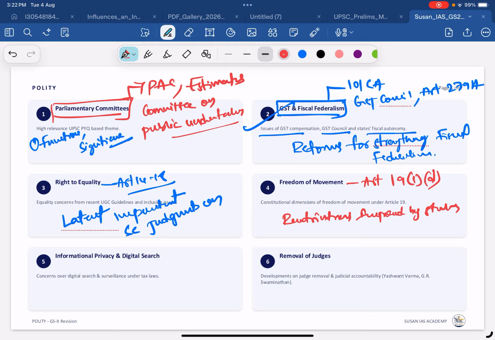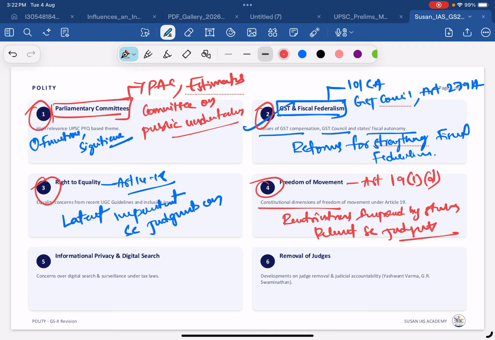Constitutional dimensions of freedom and movement under Article 19. And what are the relevant Supreme Court jurisprudence? Relevant Supreme Court judgments about right to freedom. So one has to learn about these topics. One is parliamentary committees, GST and fiscal federalism, right to equality, freedom of movement, and fourth is informational privacy and digital search. I am hoping there will be one question on this.